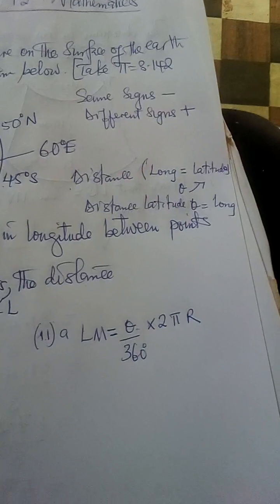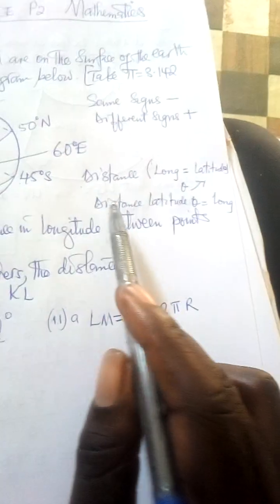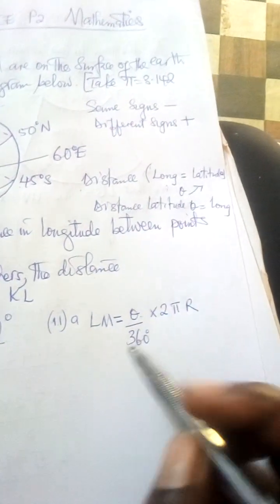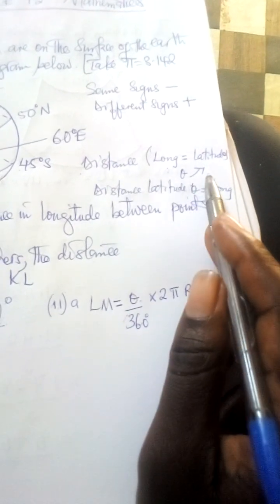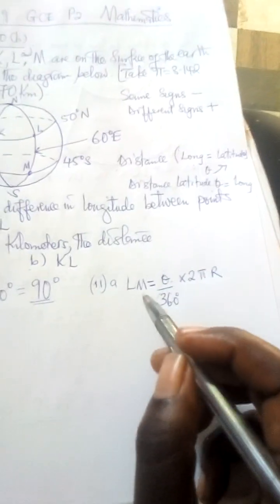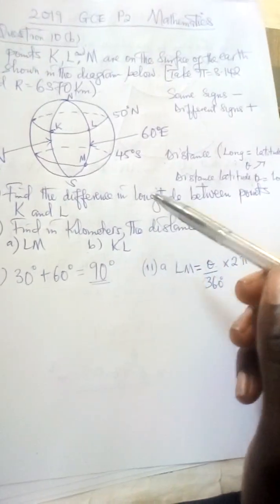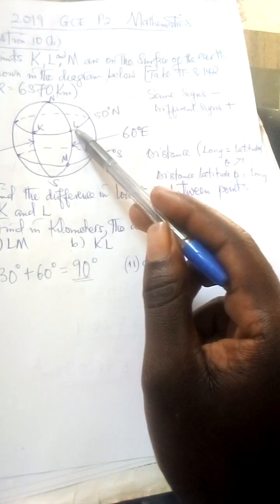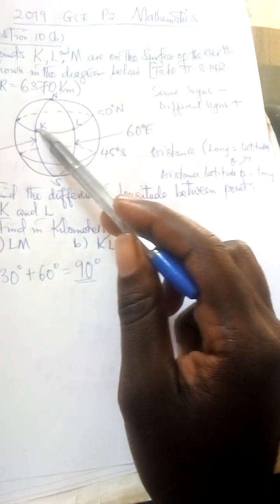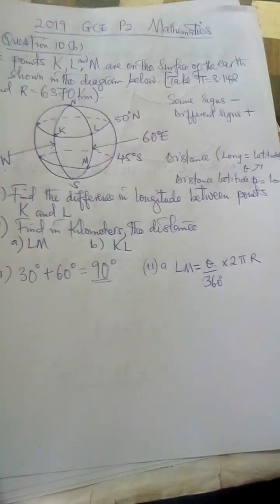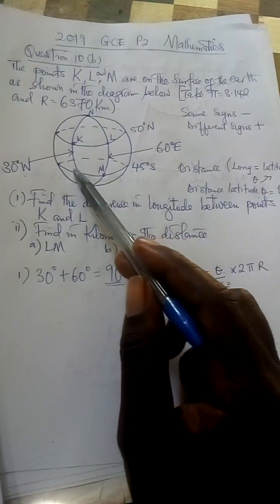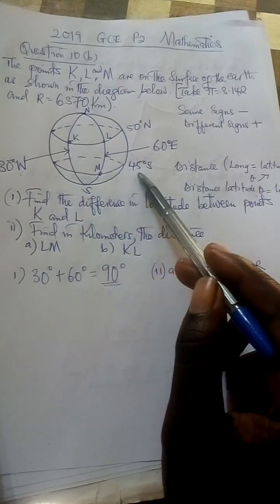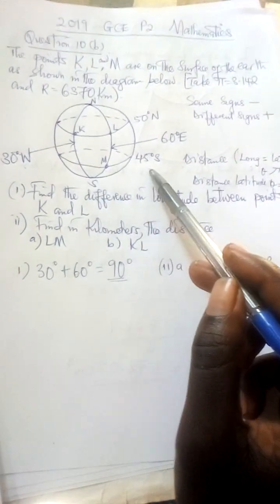This is where the trick part is. Whenever you are finding distance along the longitude, for you to get the angle, you find the difference in the latitude. In this case, we need to find the difference in the latitude between point L and M. L is along the latitude which is 50 degrees north. Then this other one, M, is along the latitude which is 45 degrees south.